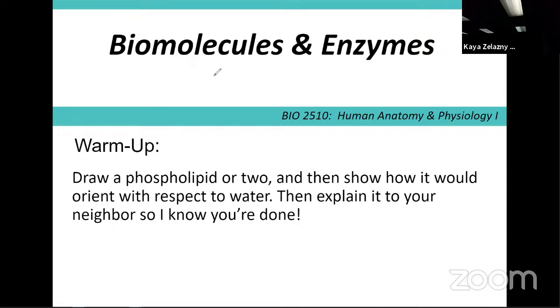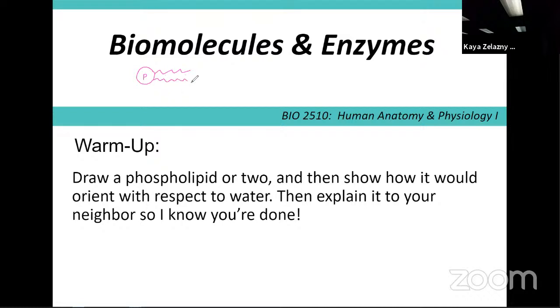Okay, so I'm going to start making my own doodles up here. Hopefully they look similar to what you and your neighbor have. What should we do up at the top? Try that. Okay. So hopefully what we got is some type of polar head. It's going to include some phosphate, but this is biology, so it's fine if you don't write the actual atoms out. Then we're going to see two fatty acid tails.